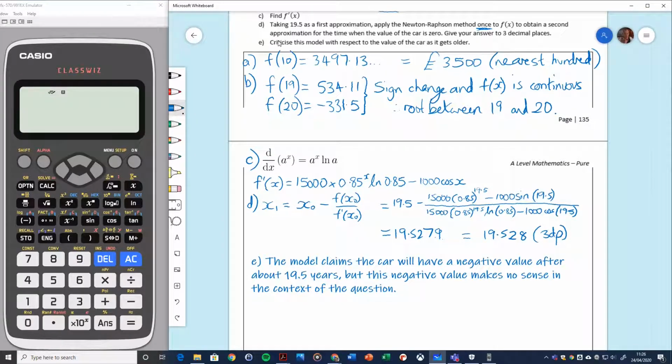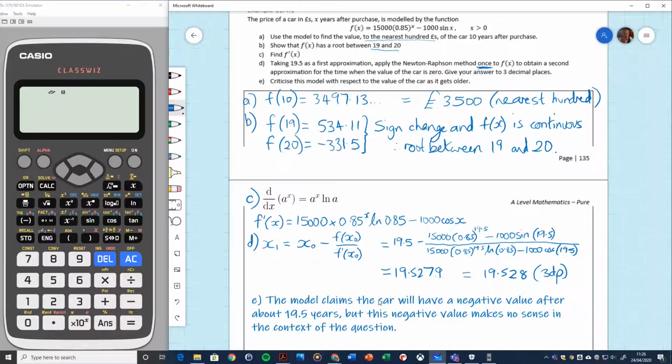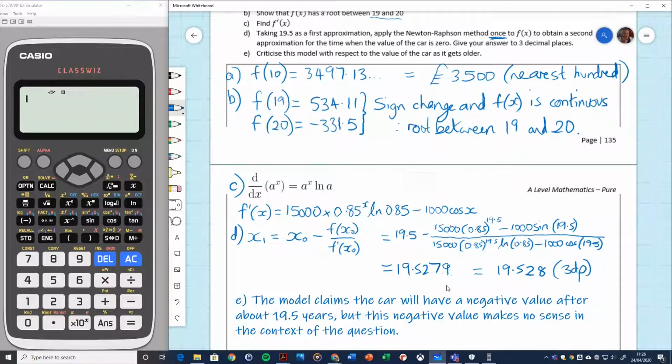So there we go. The question asked us to criticize this model with respect to the value of the car, so your answer needed to talk about the value of the car as it gets older. You also might mention that some cars, as they get older, actually increase in value. Okay, that completes this example.